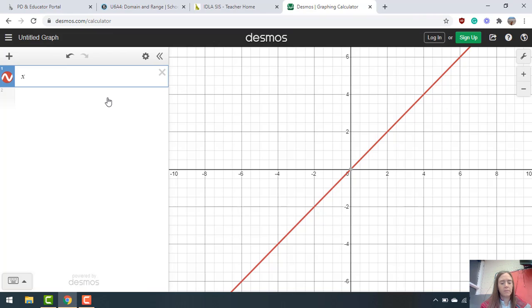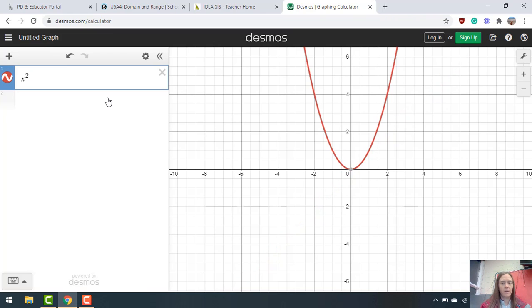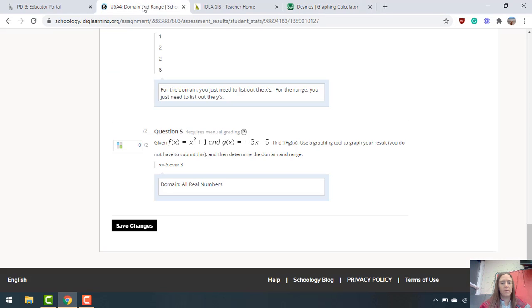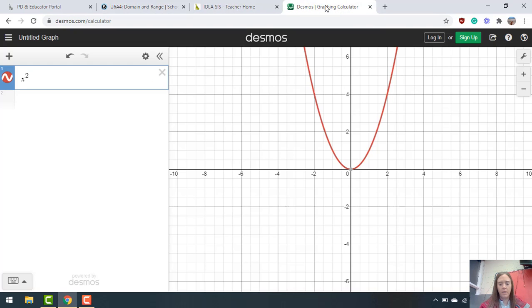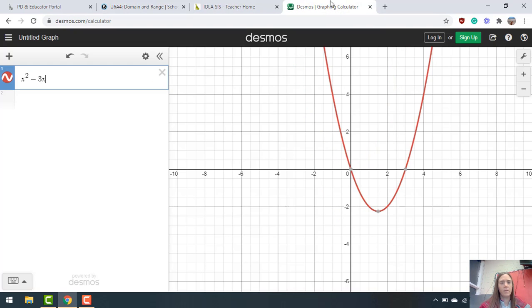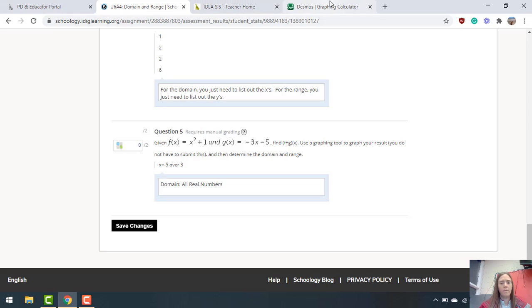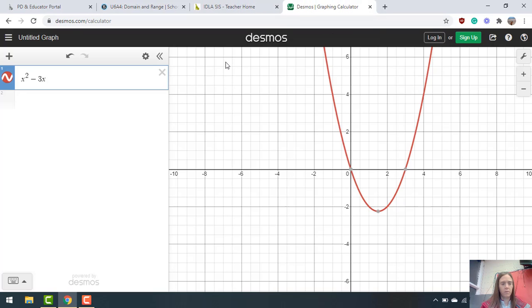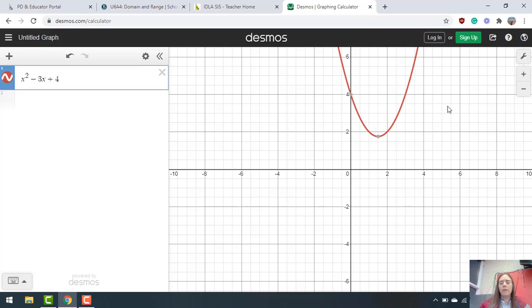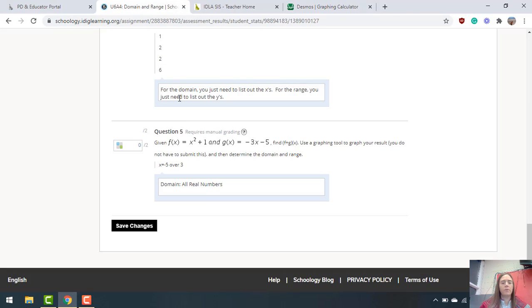Then I'm going to say x squared, and I'm going to have to go back and check what it was. x squared minus 3x, and then plus 4. Okay, so there is my graph. So then I just need to put what the domain and the range would be for that graph.